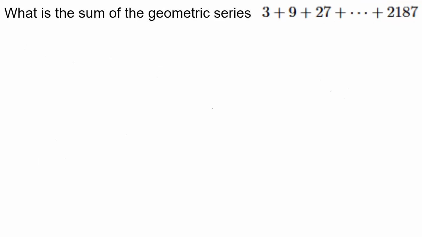Okay, so next question here. What is the sum of the geometric series 3 plus 9 plus 27 all the way to 2,189?